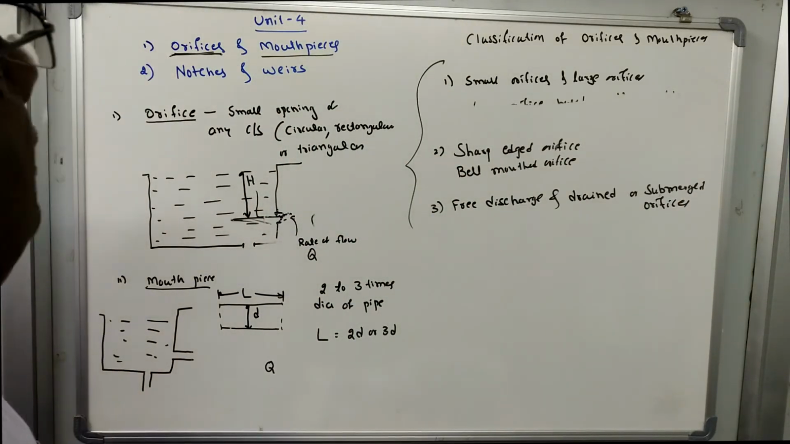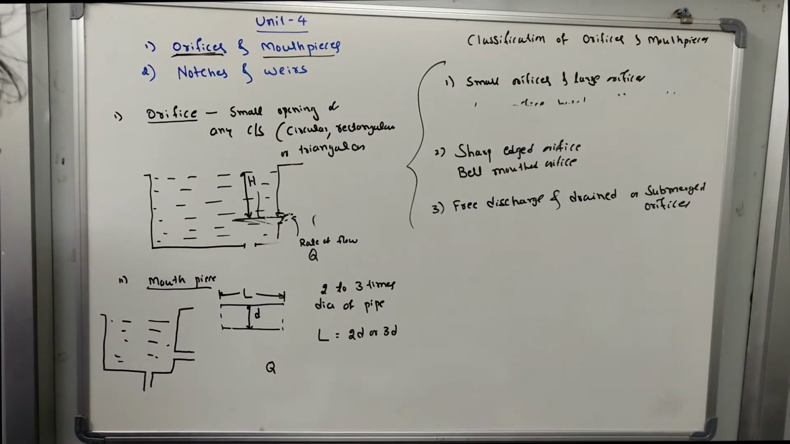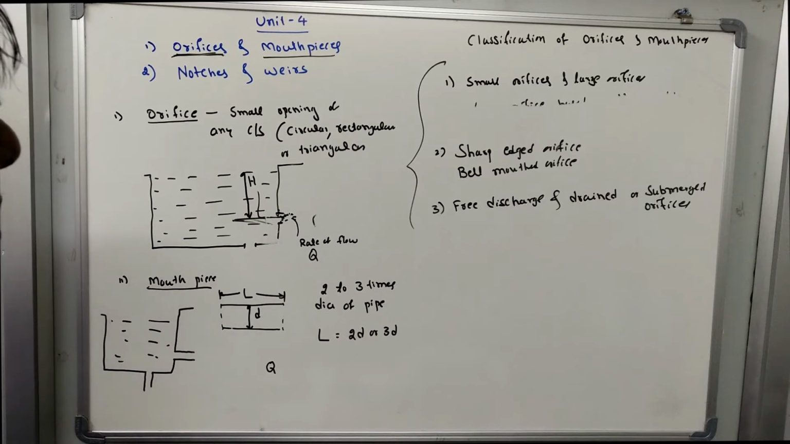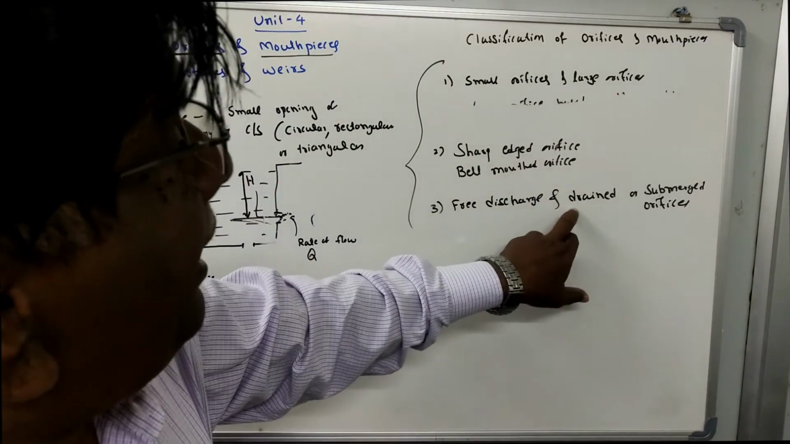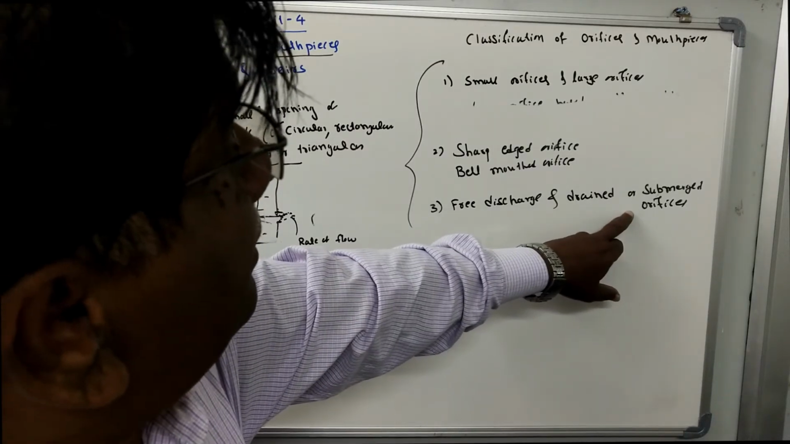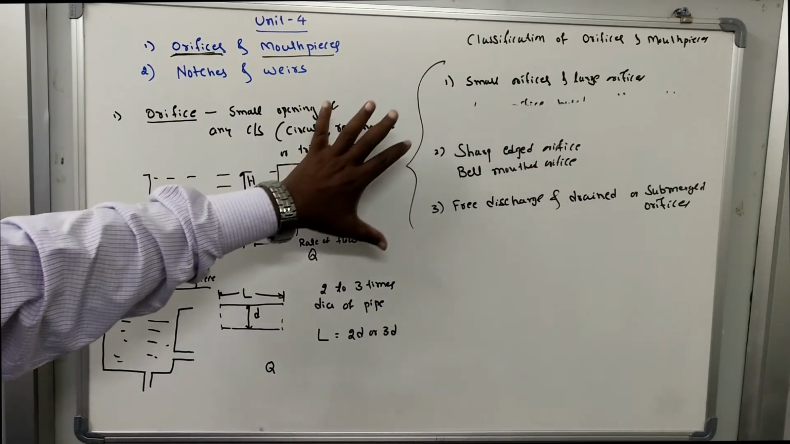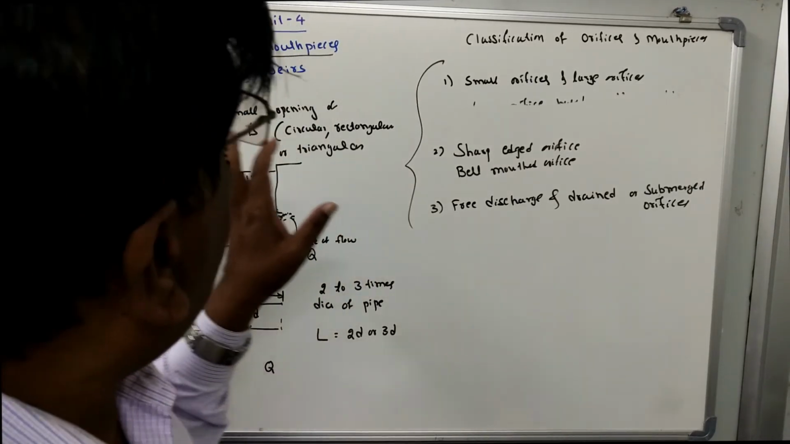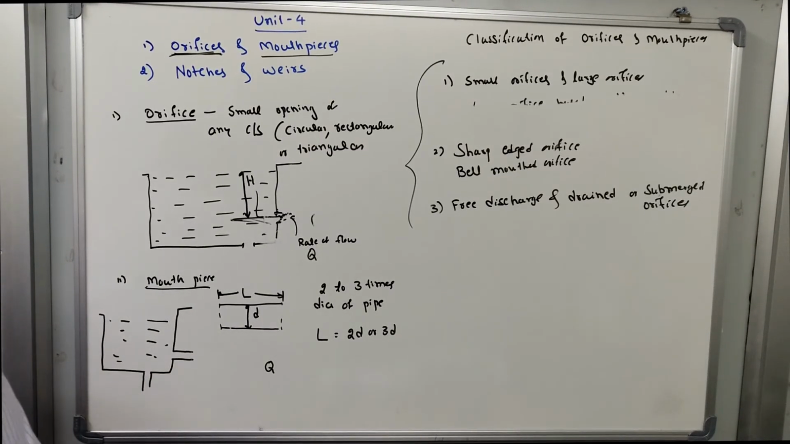The orifices and mouthpieces may be small orifice or mouthpiece, large orifice or large mouthpiece, and you also have sharp edged orifice, bell-mouthed orifice, and based on free discharge, classification into free discharge mouthpiece, drained type of mouthpiece, and submerged type of mouthpiece. Now we will discuss in detail and derive the equation for the mouthpiece and for the orifice, applying the Bernoulli's energy equation. Okay.